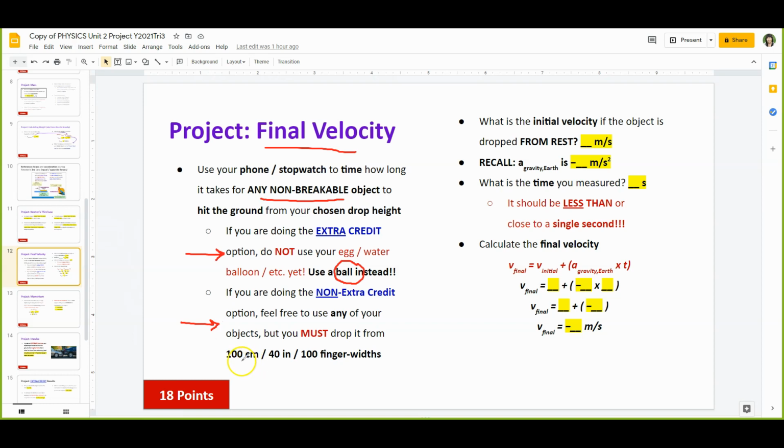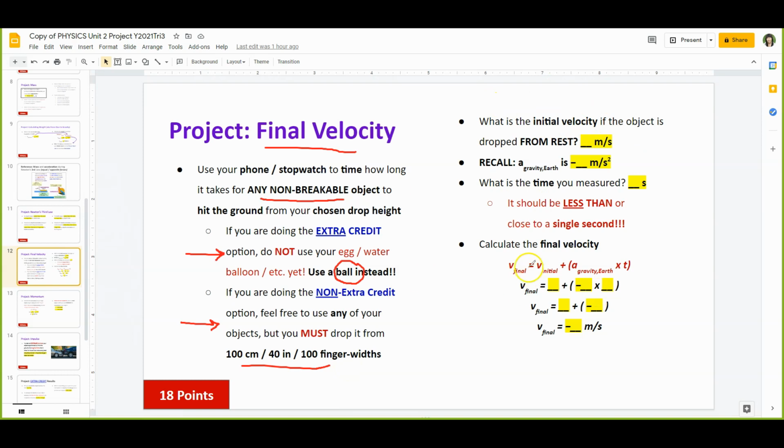Keep in mind that if you're doing the non-extra credit version, you do need to start from the correct starting height, which your options were 100 centimeters, 40 inches, or 100 finger widths. Again, if you're not familiar with that, you need to go back to the previous instructional videos so that you know what I'm talking about.